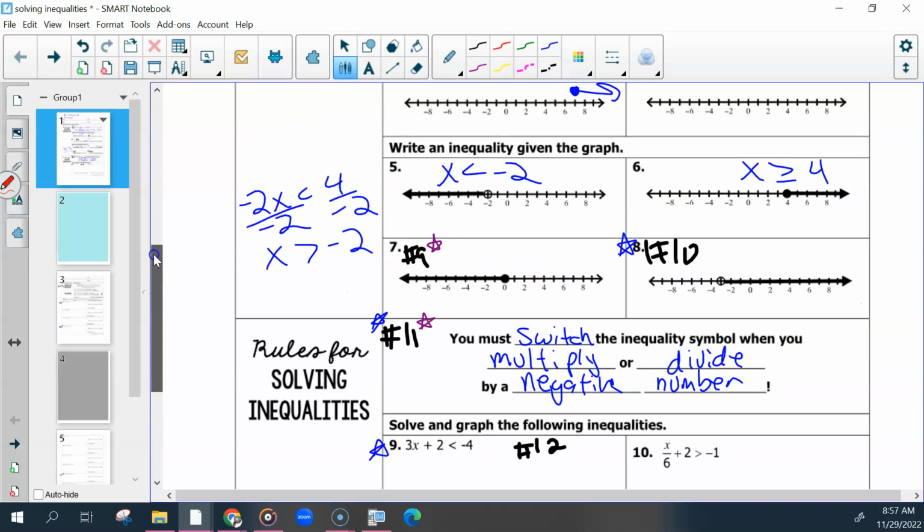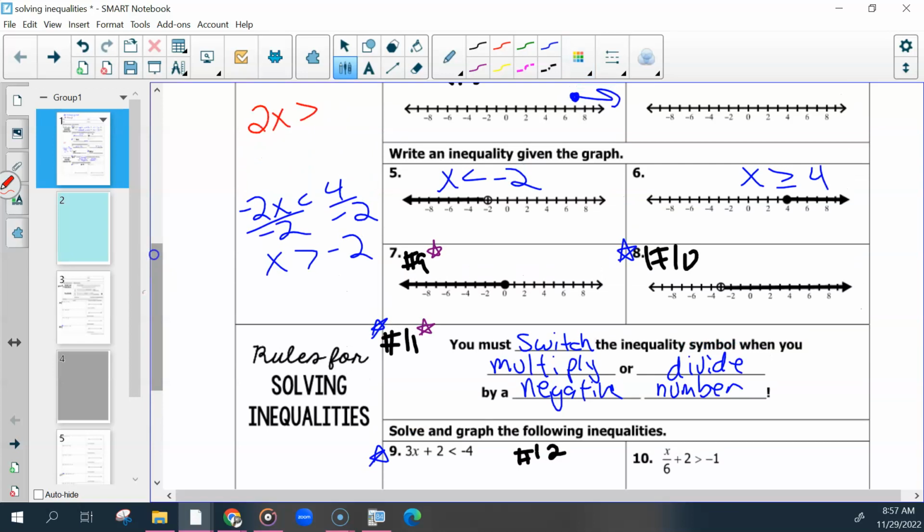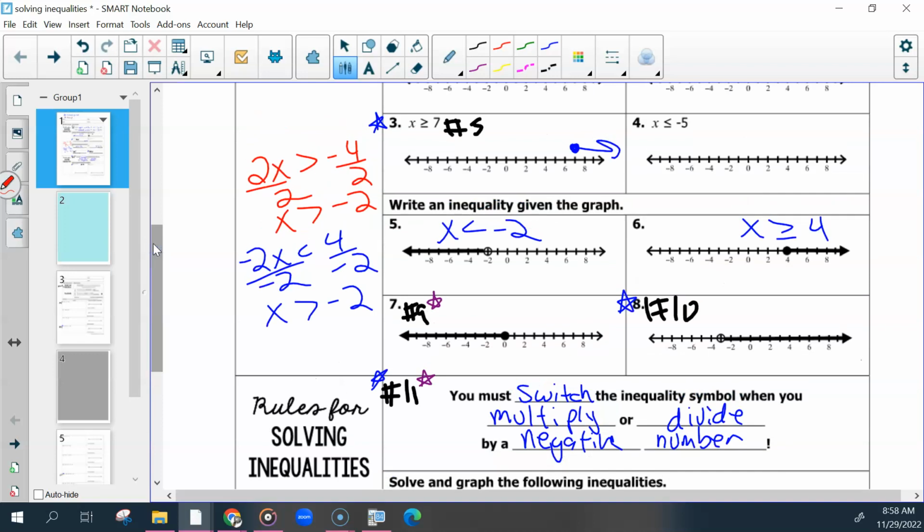If instead I had 2x is greater than negative 4, and I divide both sides by 2, the sign would not change. So if you are actually dividing by a negative number or multiplying by a negative number on both sides, the sign changes. If not, the sign stays the same. That will be the root of all your problems if you switch the sign and it's not supposed to be, or vice versa.